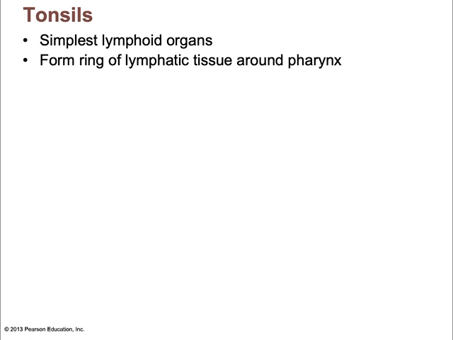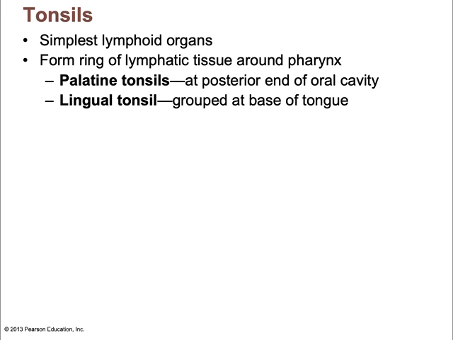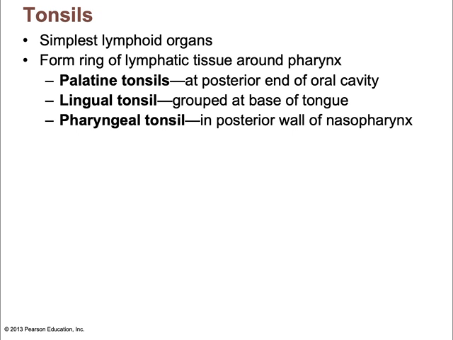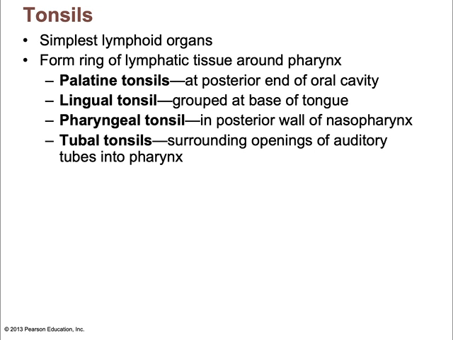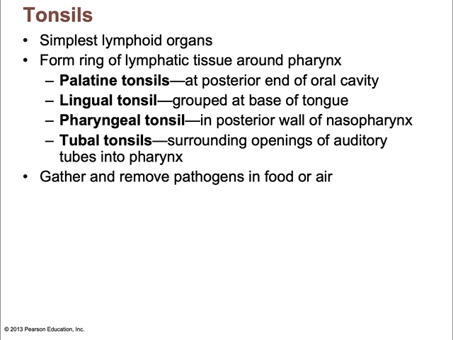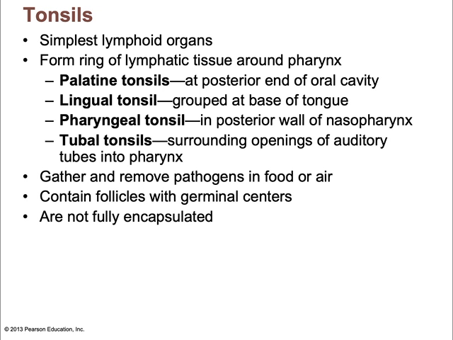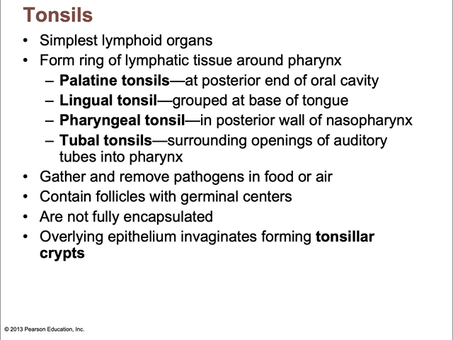The tonsils are simple lymphoid organs, and they form a ring of lymphatic tissue around your throat. The palatine tonsils are at the back end of the oral cavity. The linguals are grouped at the base of the tongue, and the pharyngeal tonsil is in the back wall of the nasopharynx. Tubal tonsils surround the openings of the auditory tubes into the pharynx, and they gather and remove pathogens in food and air, and they have follicles with germinal centers in them and aren't fully encapsulated.